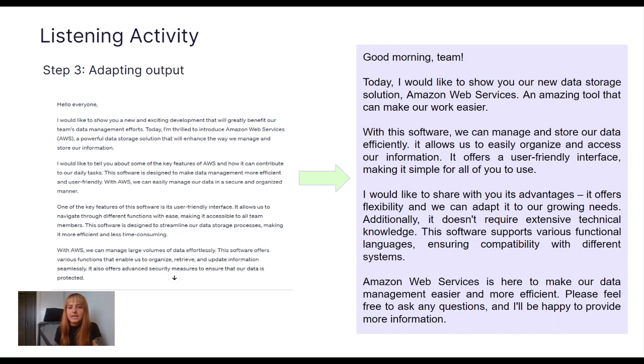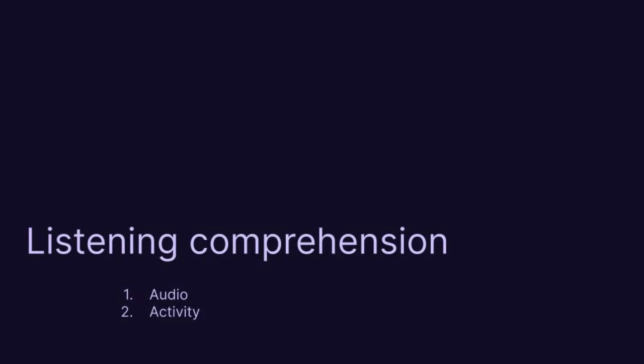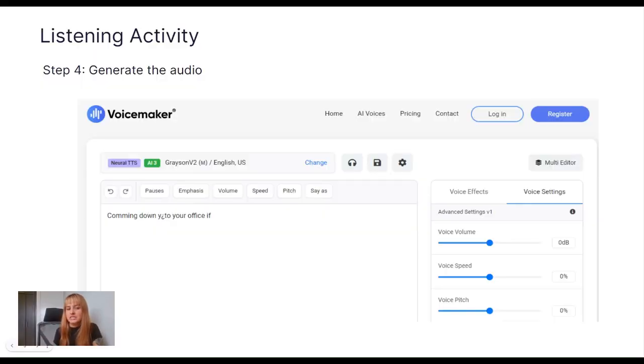For example, I realized the script that ChatGPT provided me has grammatical topics that my students haven't studied or are not familiar with. So, what I had to do is to modify and adapt that outcome. And this is my final script. With the script ready, we can continue with the fourth and final stage, which is creating the listening comprehension activity.